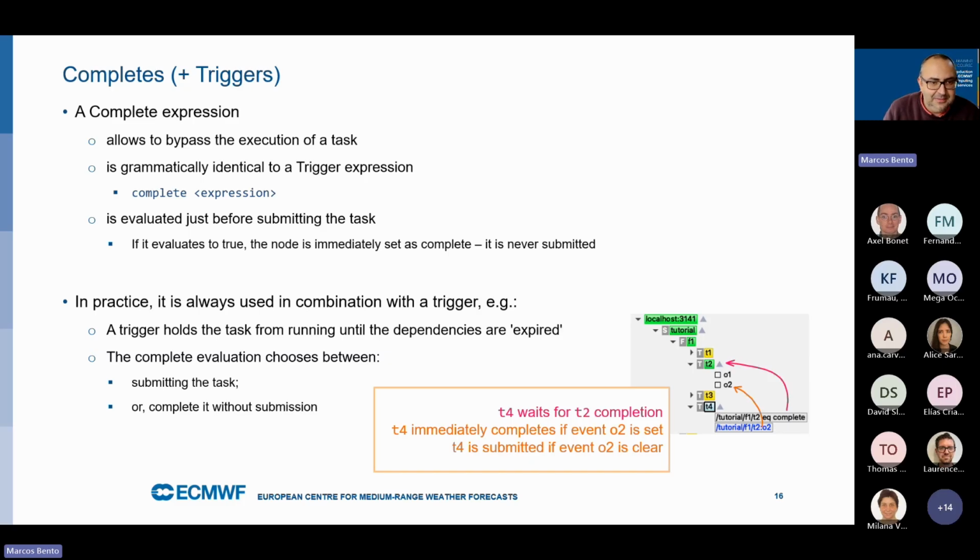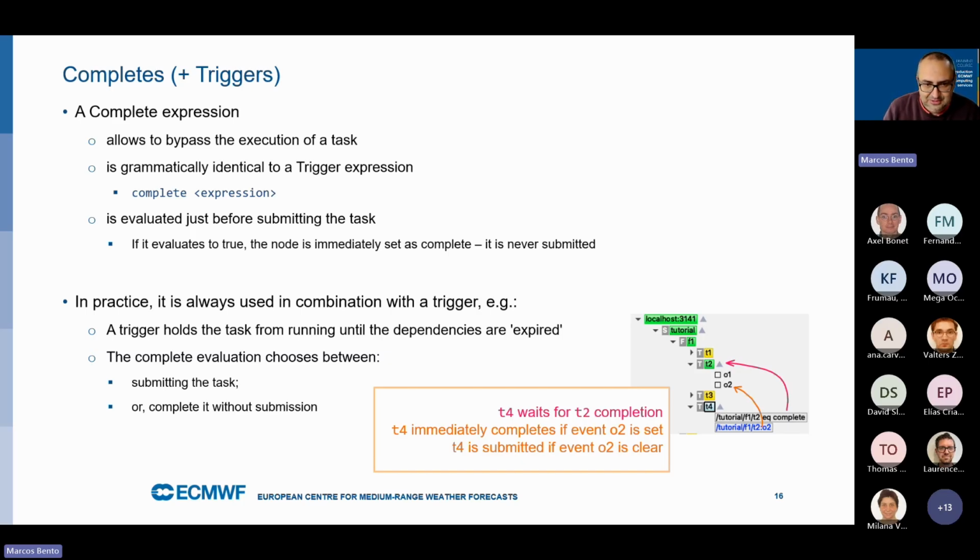I'd like to show you an example here. For example, the complete, which is the pink. I hope no one here is colorblind. The first expression here is the trigger. This means that the task T4 will only run after T2 is complete, meaning T2 will run to the end before T4 even has the chance to run. But will T4 run? Well, it depends on the complete expression, which is the one at the bottom.